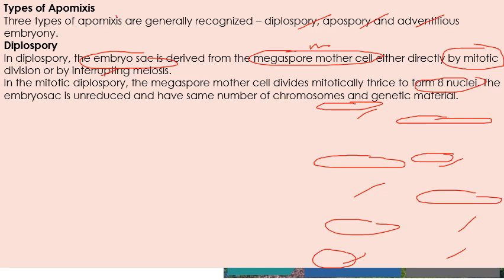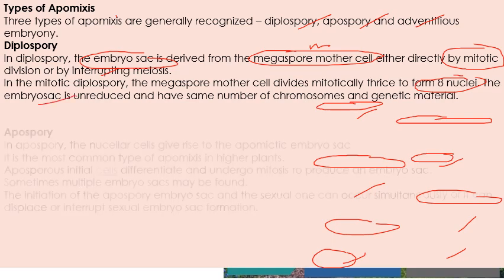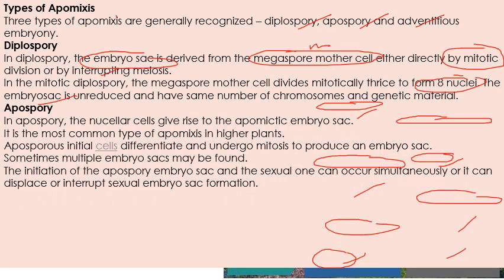And this is formed due to a default, or we can say abnormal meiosis. So meiosis does not occur. In the meiotic diplospory, the megaspore mother cell divides mitotically thrice to form 8 nuclei, and the embryo sac is unreduced and has the same number of chromosomes as the genetic material.